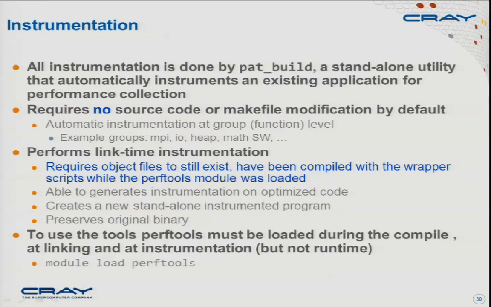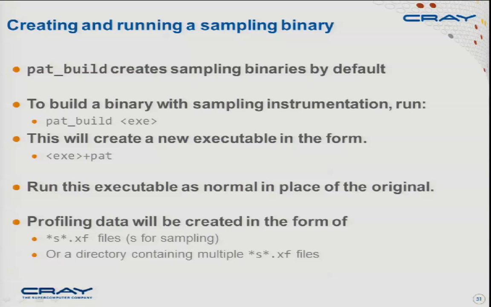There are groups of functions that you may be interested in. For example, you want to understand where you are spending time in MPI functions, in math, and all the other stuff. We will see this later on. Basically, this is the idea. You have your executable, you do this, and it will produce a new file with an extension plus pat. You run this new executable again, and it will dump a file with this extension, where S stands for sampling.